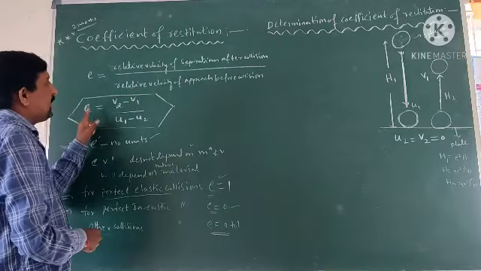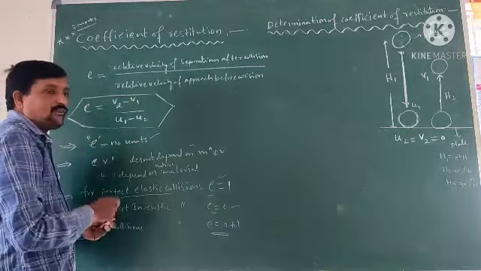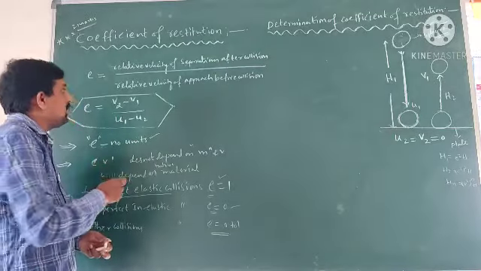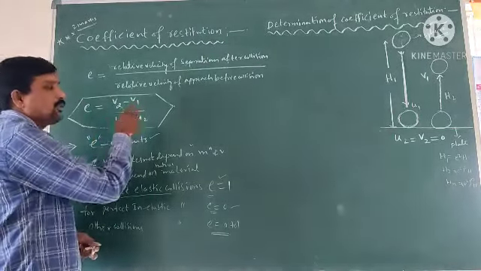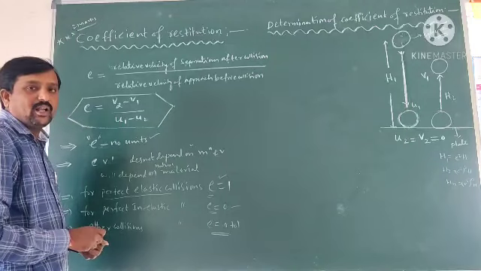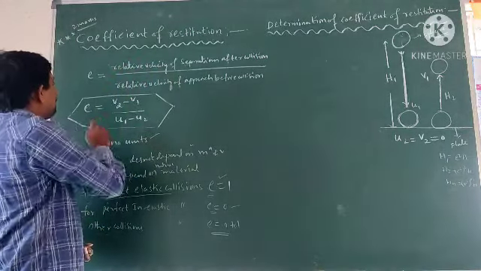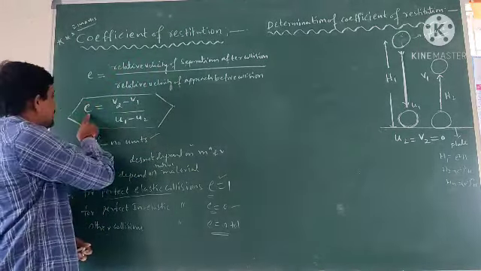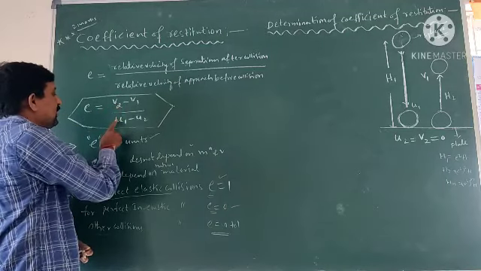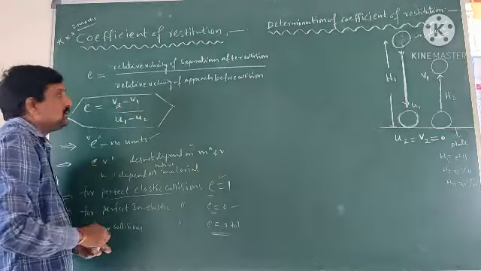So the ratio of the relative velocity of separation after collision to the relative velocity of approach before collision is called the coefficient of restitution. It is denoted by small e. e is equal to (v2 minus v1) by (u1 minus u2).